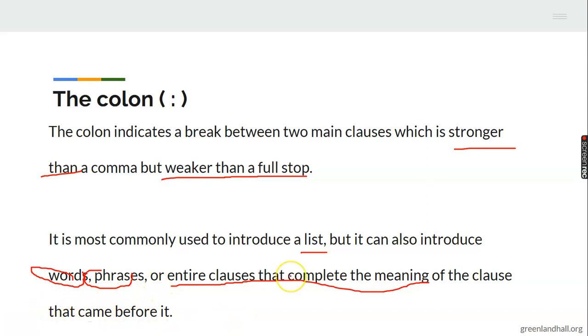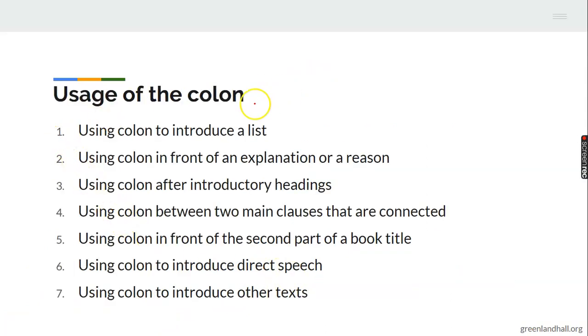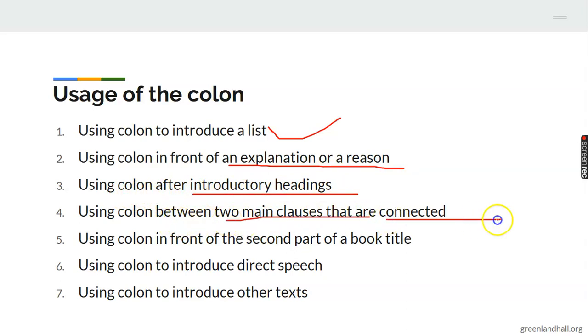Alright? Let's see the usage of the colon. How do we use the colon? You can use the colon to introduce a list. You can use colon in front of an explanation or a reason. You can use colon after introductory headings. You can use colon between 2 main clauses that are connected. Very important, connected. You can use colon in front of the second part of a book title. And you can also use colon to introduce direct speech. And the last one, you use colon to introduce other text. Alright, let's look at it one after the other as well.